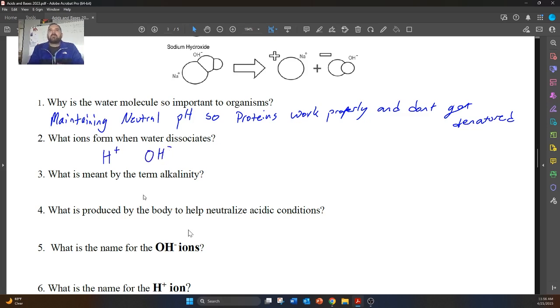Number 3, next person. What is meant by the term alkalinity? The measure of the relative amount of H plus and OH minus ions. Okay. So it's just another word for basic. Basic, yes. Or basicity.